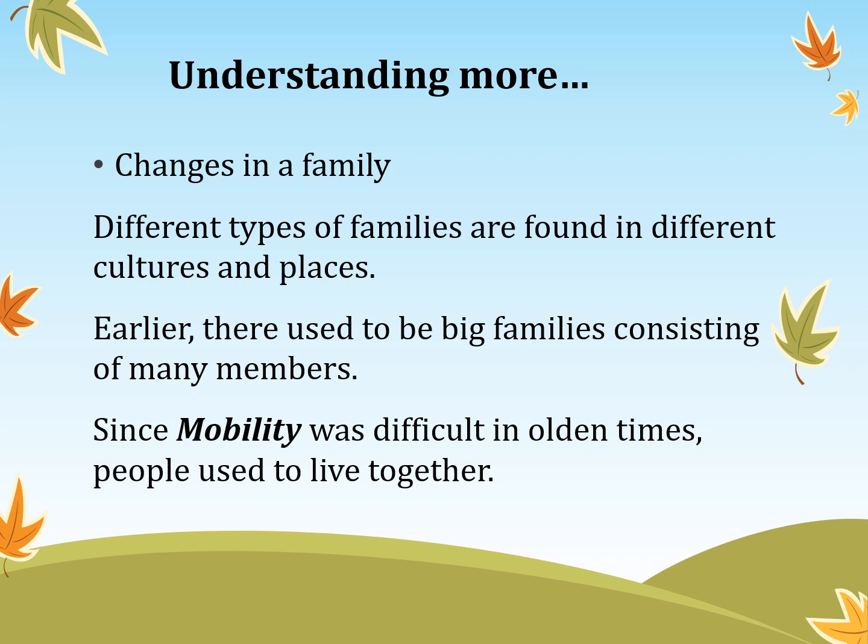Earlier there used to be big families consisting of many members. Earlier, there used to be big families, many members: uncle, aunt, their children, grandparents, and our mother, father, our siblings, our cousins. Since mobility was difficult in olden times, what do we mean by mobility?